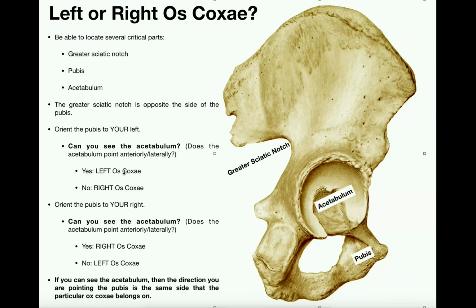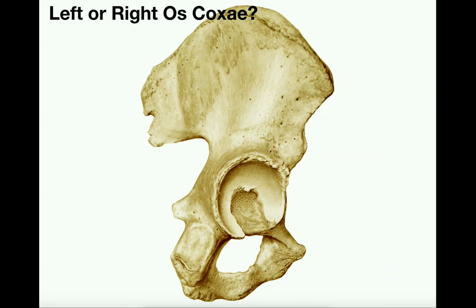So if you can see the acetabulum and the pubis is oriented to the left, you have a left os coxa. Likewise, the opposite's also true. If the pubis is oriented to the right and you can see the acetabulum, then you have a right os coxa. So the general point is this. If you can see the acetabulum, then the direction you are pointing the pubis is the same side that the particular os coxa belongs on. Let's do a couple of examples just to get us oriented with this.